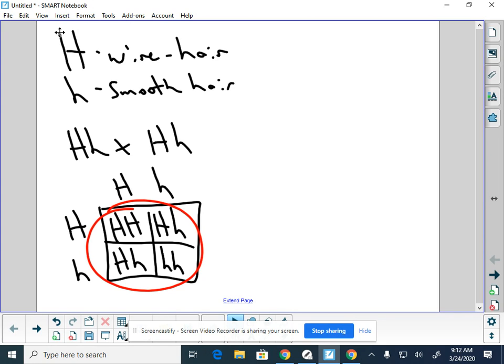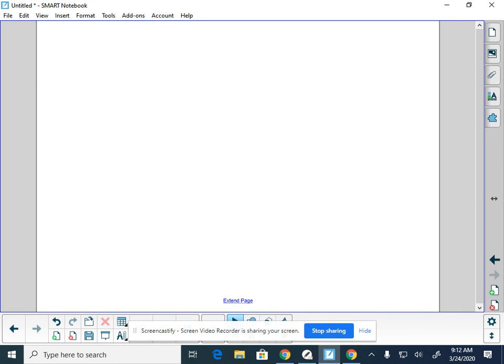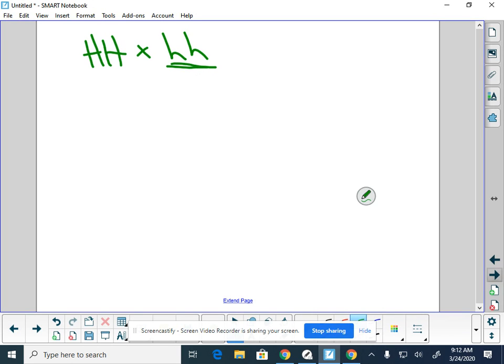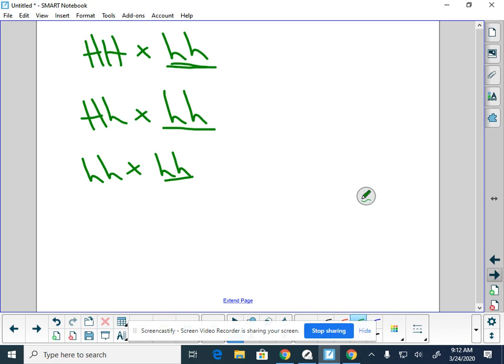That means we have to cross all three of these with a little h, little h. So we've got three new crosses now. I'm going to go to the next card to clean this up. So cross number one, big H, big H times the test cross. Then big H, little h times the test cross. And then little h, little h, again, times the test cross.